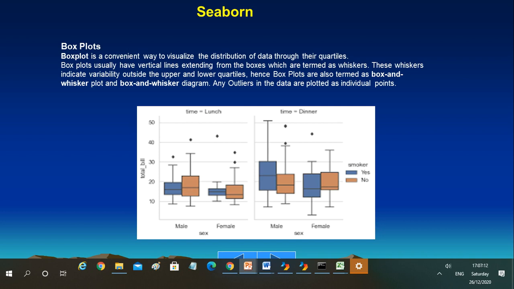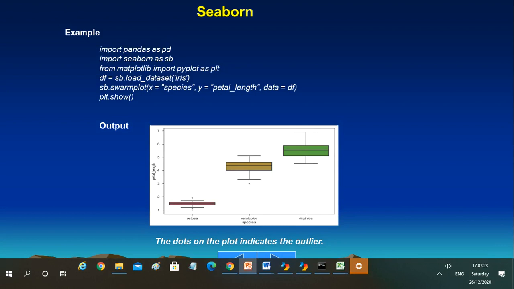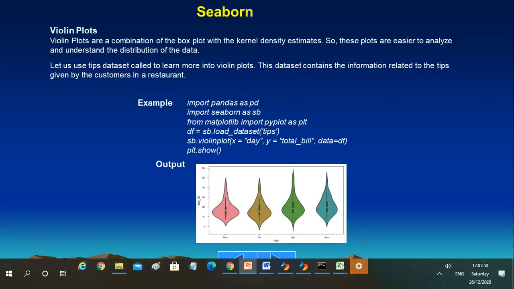Any outlier in the data is plotted as an individual point. In case there is any outlier, it will be printed as an individual point. So this is the type of box plot that you can see. The example for this is: import pandas, seaborn, matplotlib, the dataset is again iris, the box plot that we want, and then plt.show. So you can see that the box plot is going to be shown here. This is how you can get this kind of data. The dots in the plot indicate the outliers. If you see the dots, they are the outliers.